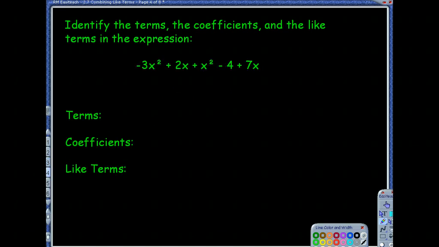Same process. Go ahead and try this one on your own first. Hit pause, and then once we're ready, go ahead and hit play.